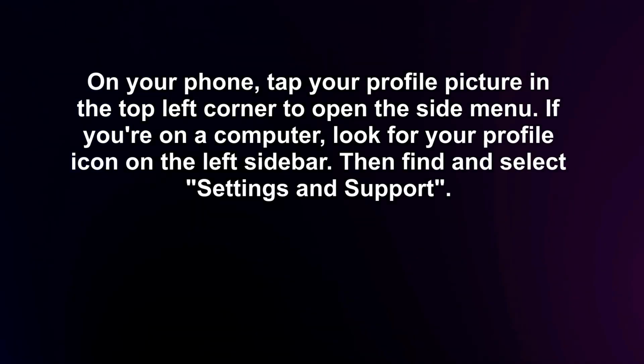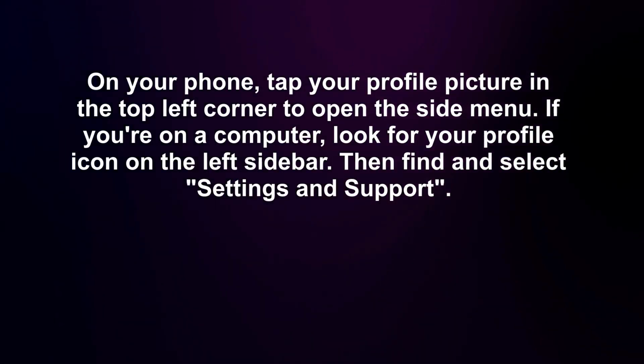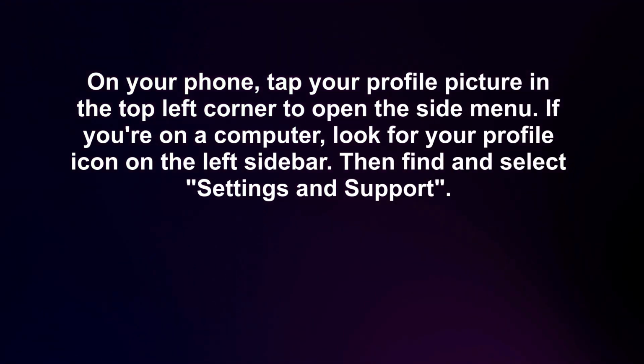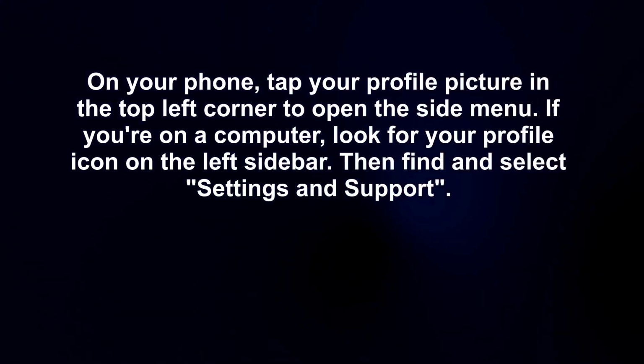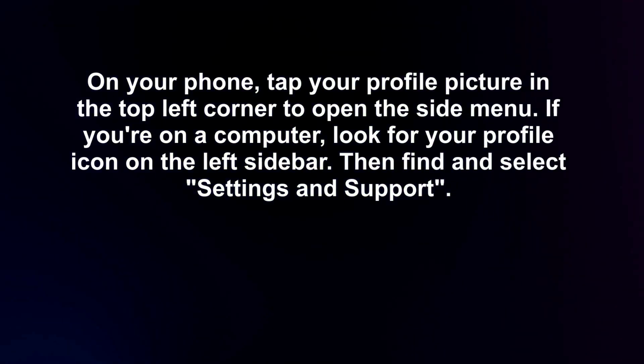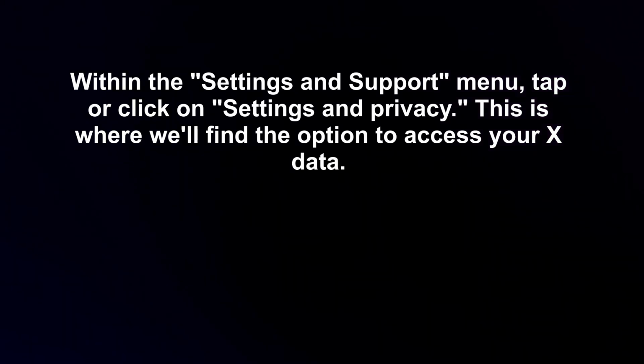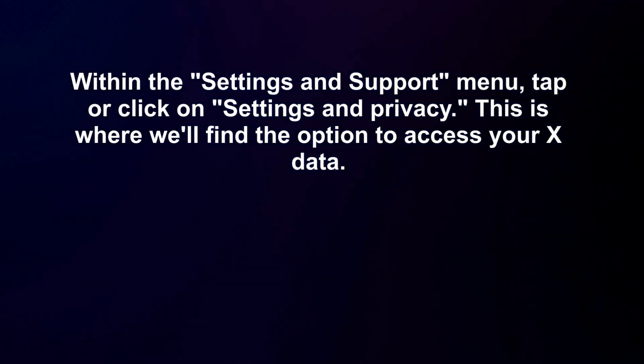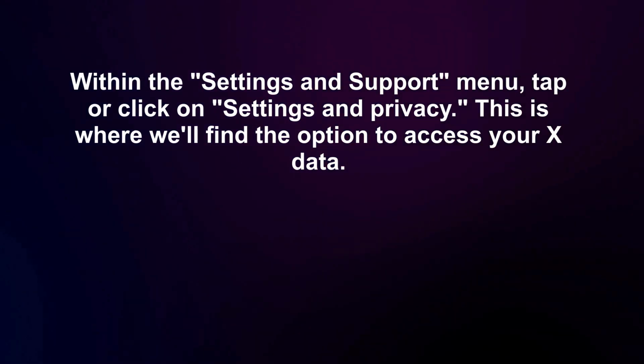On your phone, tap your profile picture in the top left corner to open the side menu. If you're on a computer, look for your profile icon on the left sidebar. Then find and select Settings and Support. Within the Settings and Support menu, tap or click on Settings and Privacy. This is where we'll find the option to access your X data.